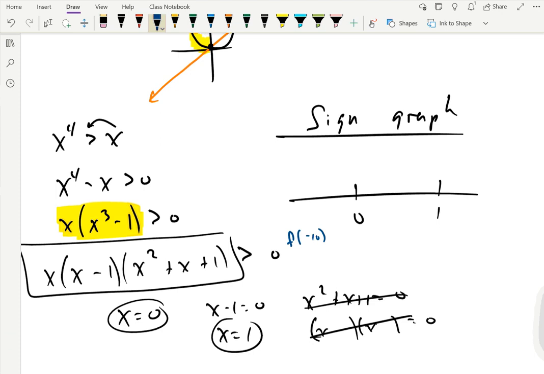So negative 10 here would be negative, and negative 10 cubed would be negative, minus 1 more is still going to be negative. So we're going to end up with a negative times a negative, so overall this region's positive.